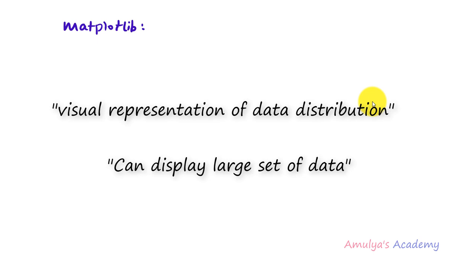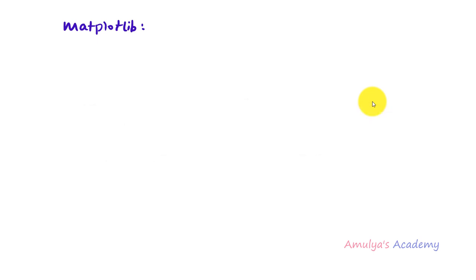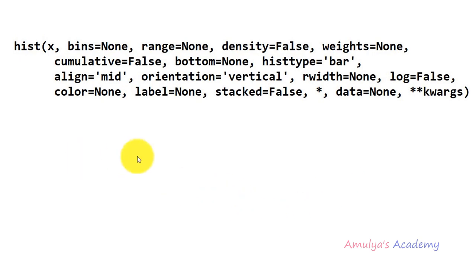Alright, next, to create histograms in Python using Matplotlib, we can use the hist function. This hist function belongs to the pyplot module. So you can write it as matplotlib.pyplot.hist, the function name, and then you can take the parameters. This function contains many parameters, and here we can see the parameters of this function.